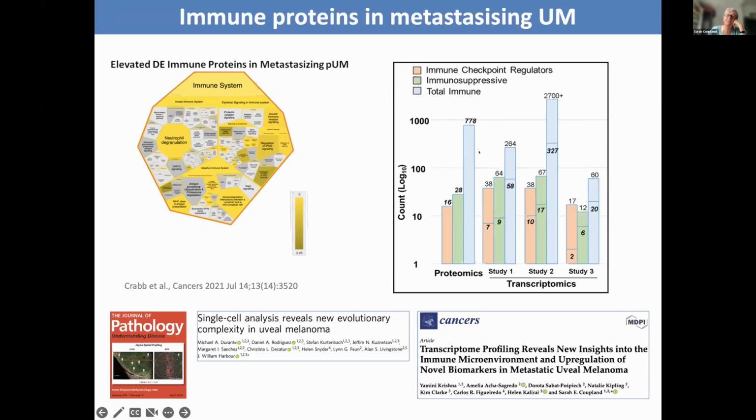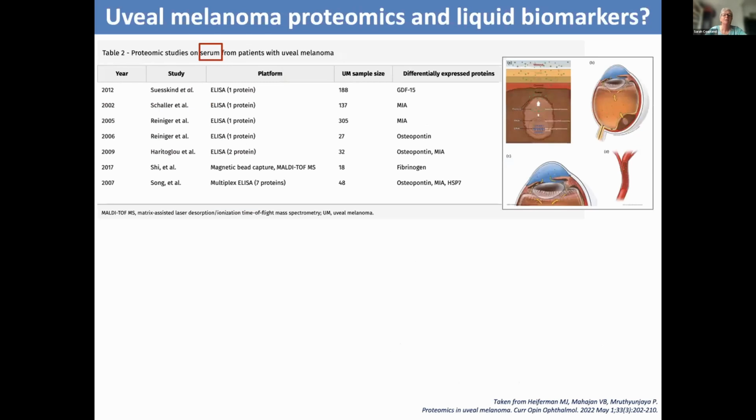So there was consistency in the immune profile between the studies, and John Crabb's study also revealed new proteins which could be targeted amongst the new immunotherapies which are in development. Just to say that simultaneously people have been looking at liquid biopsies.